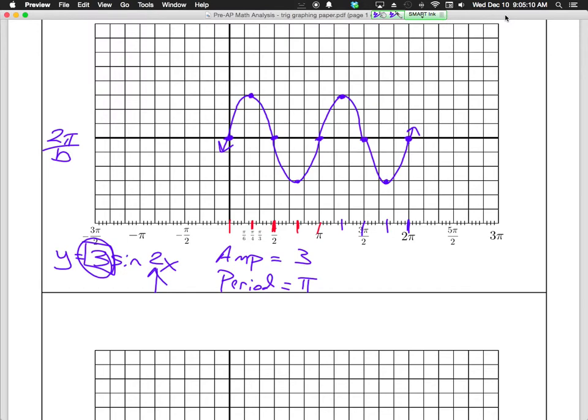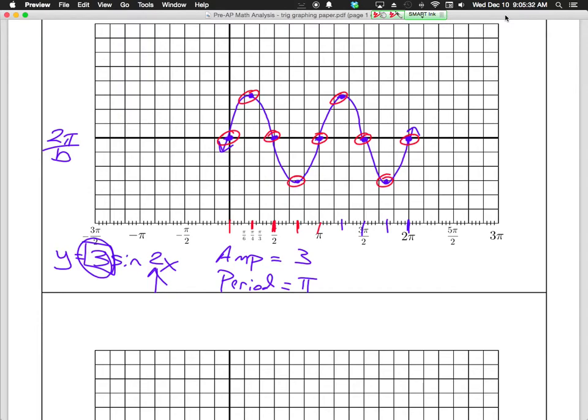I want you to notice something. There are a total of 1, 2, 3, 4, 5, 6, 7, 8, 9 dots in 2 periods. So whenever you're graphing 2 periods, a quick way to check whether or not you got 2 periods is whether or not you have 9 dots. 9 dots will give you 2 periods worth.